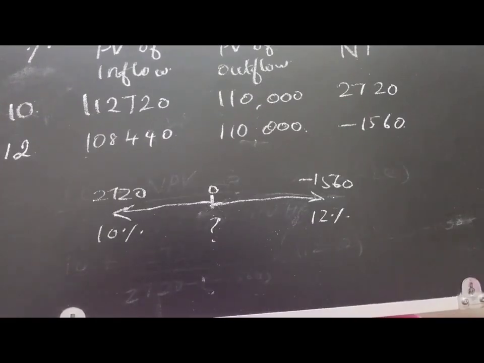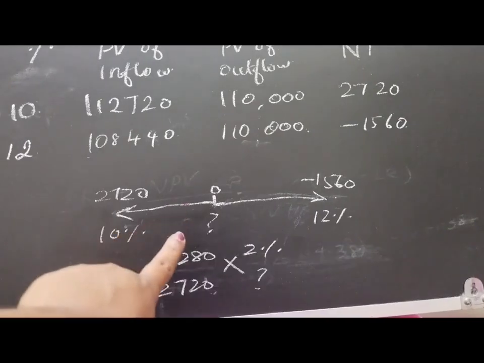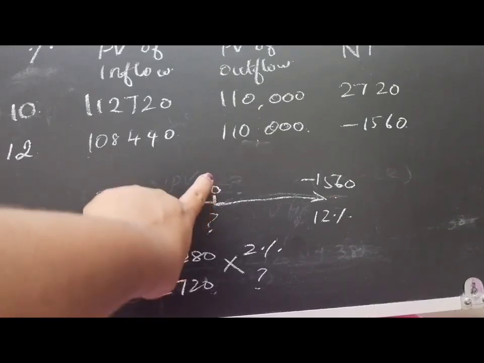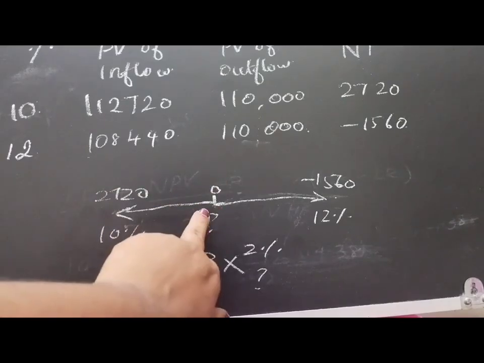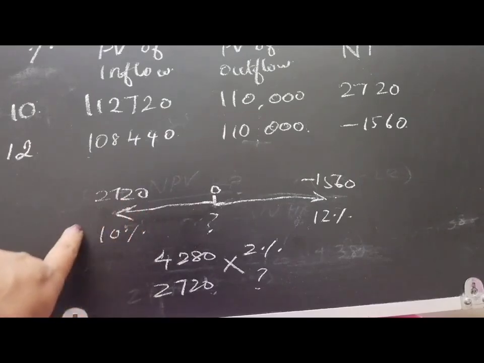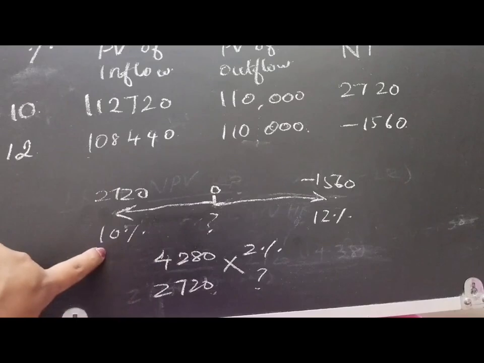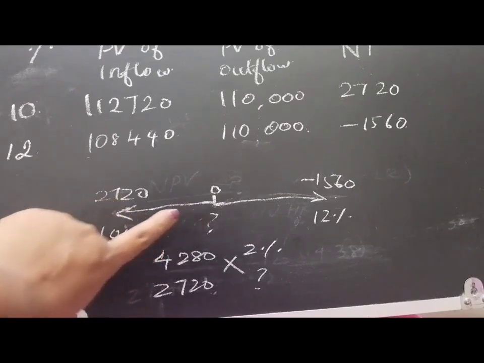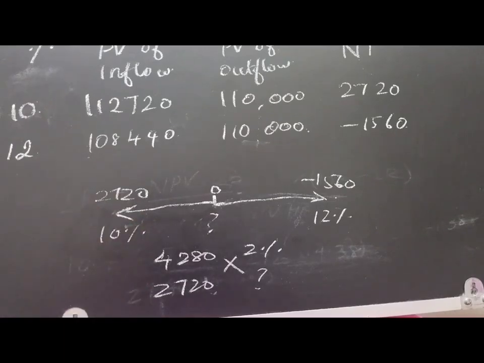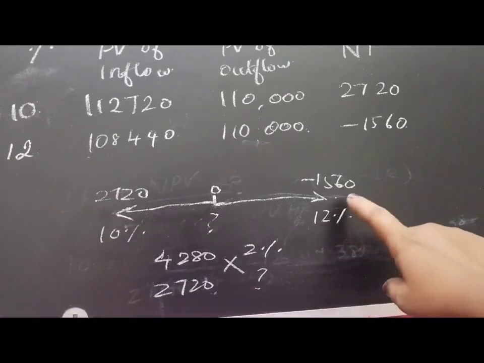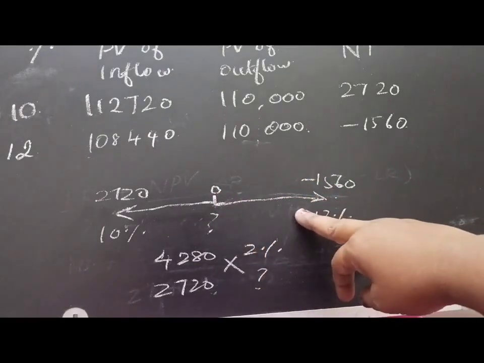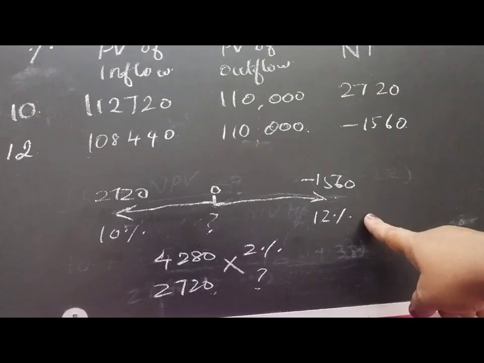Let's see the second method using the diagram. So I am standing at this point. Let's take this distance as 0 kilometer. I need to reach this 10% area. So I need to travel to the left side 2720 kilometer. And if I need to go to the other point, I need to travel in reverse, 1560 kilometer.